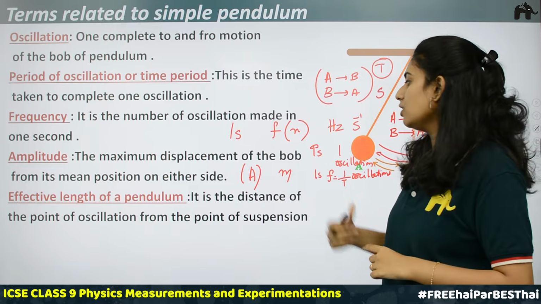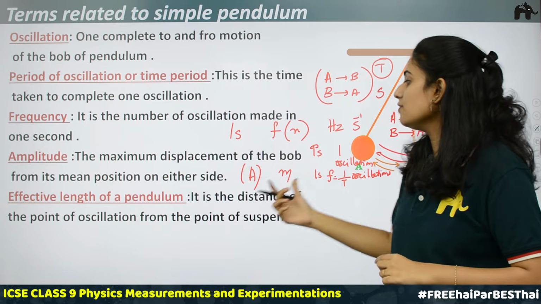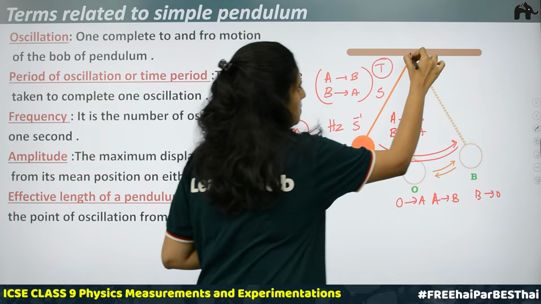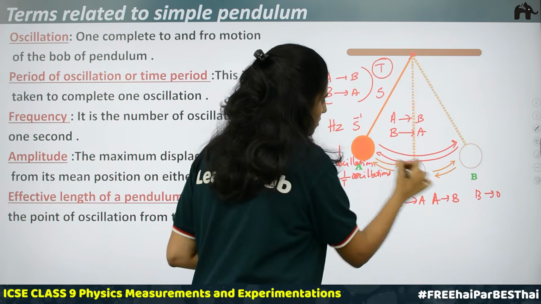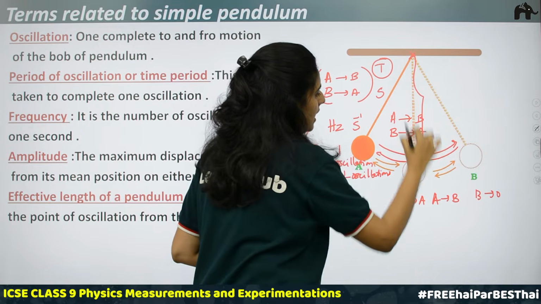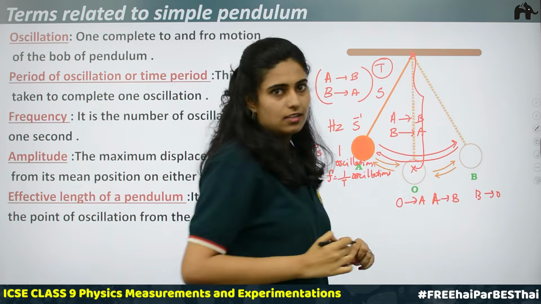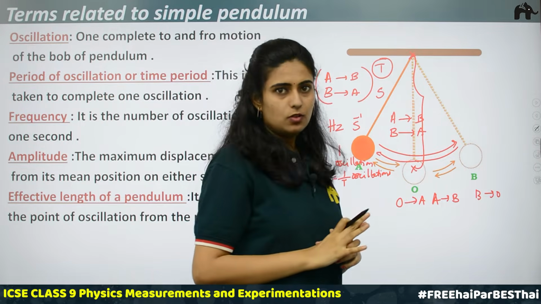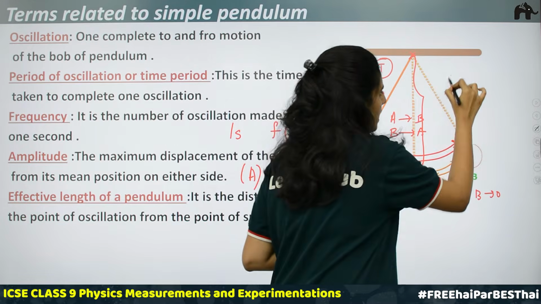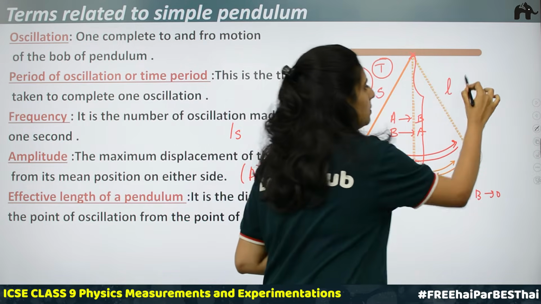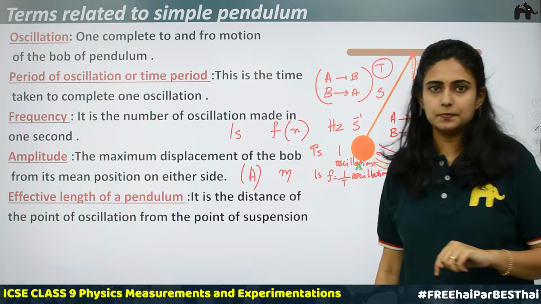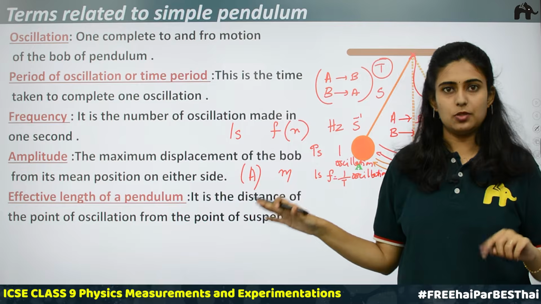Next, effective length of a pendulum. It is the distance of the point of oscillation from the point of suspension. This is the suspension point, and here we have the point of oscillation. That is, this length of the string is the effective length. Got it? This is the effective length of the pendulum, which we represent by letter L, and the unit will be meters. Clear? So, these are the 5 important terms that you need to know.